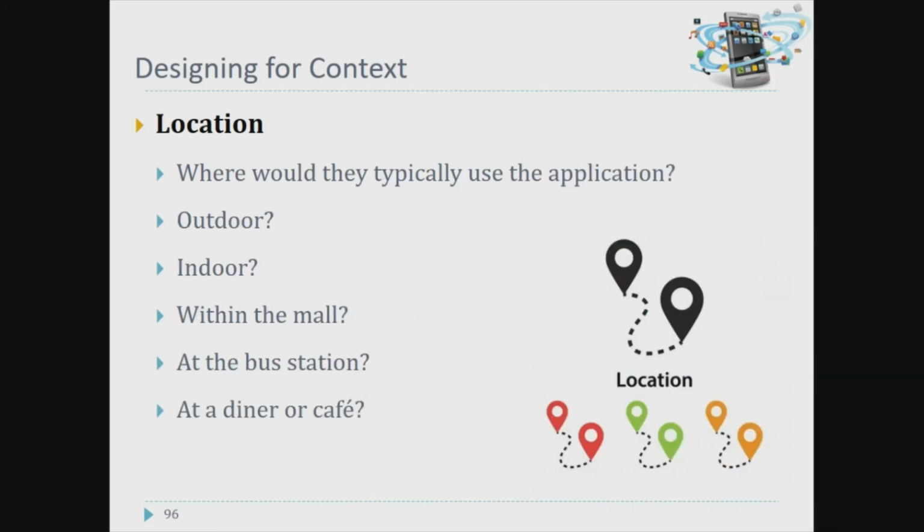Next is about the location. Where would they typically use the application? Inside the building? Outside the building? If inside the building, how about the GPS connectivity? You should know that kind of thing that you need to be aware of when you design your application. Within the mall, at the bus station, at the dining cafe, at the field. That is about the location.